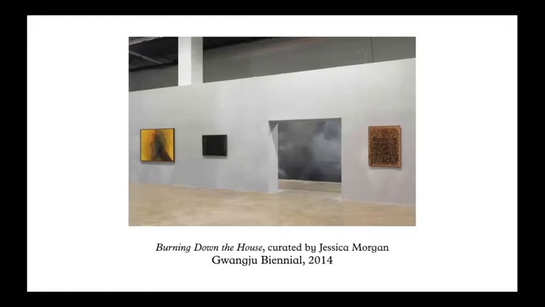And then there is the work that Shamsa made using pyrography. So I'm just foregrounding all the different kinds of experimental practices. This was at the Gwangju Biennale in 2014. The exhibition was titled Burning Down the House, and all the works in the section had to do with the experience of fire and burning.